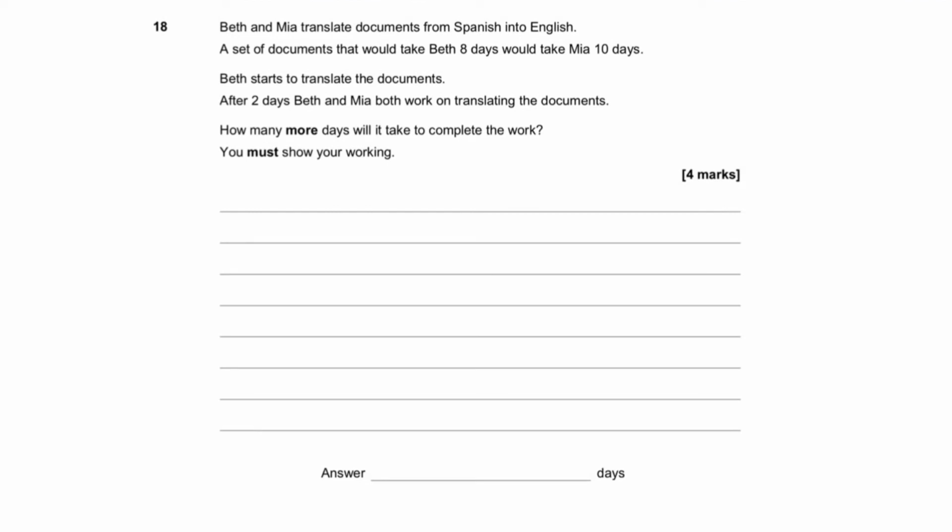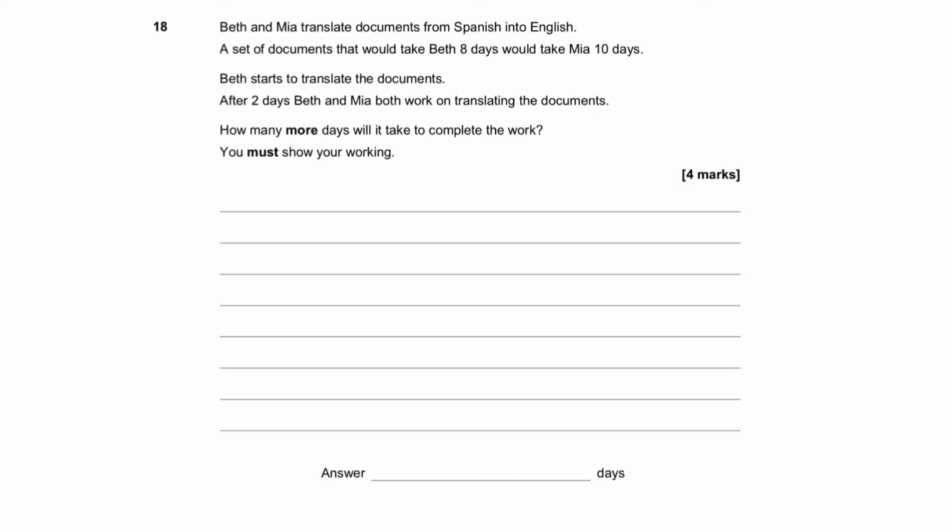So our first question says, Beth and Mia translate documents from Spanish into English. A set of documents that would take Beth 8 days would take Mia 10 days. Beth starts to translate the documents. After 2 days, Beth and Mia both work on translating the documents. How many more days will it take to complete the work? You must show your working.